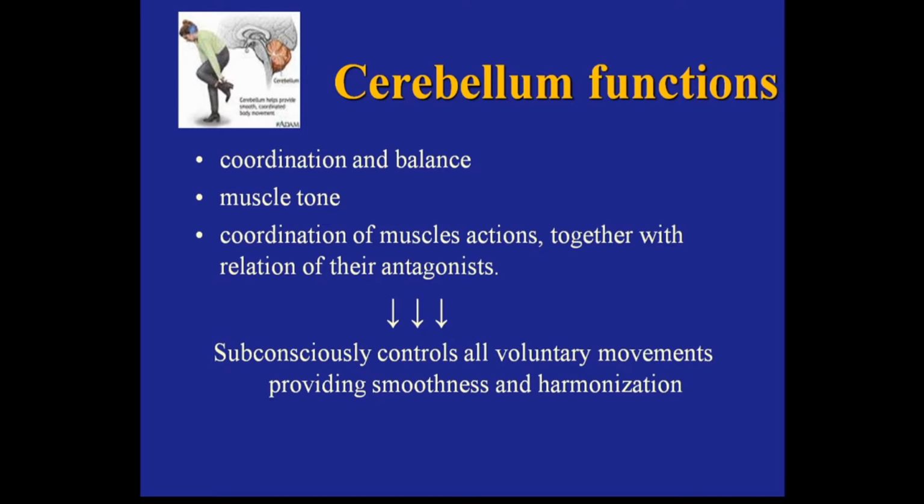So, the coordination is provided by the muscle tone regulation. The main very important thing is coordination by the cerebellum of muscle actions together with relaxation of their antagonists. So as a result, what is the main cerebellum function? The cerebellum subconsciously controls all voluntary movements, providing smoothness and harmonization.